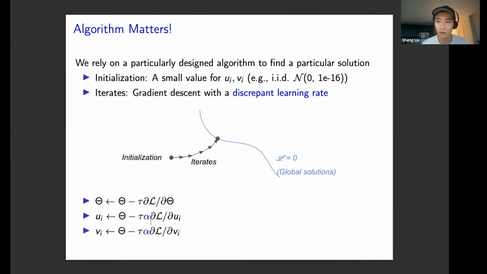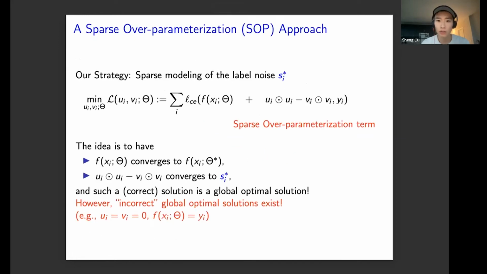So that's why we added alpha to control the learning rate from the original learning rate of the model parameters. And in that case, we realized that this U square minus V square will approximate S, and it will be a sparse vector. The reason why we want this form of the term is because we want a sparse vector. As I said, this vector should be something like a 1 and -1, and the rest are 0.